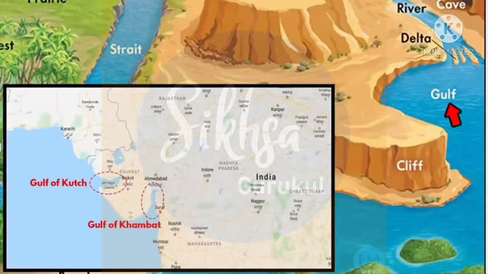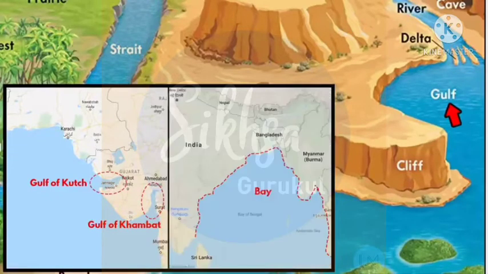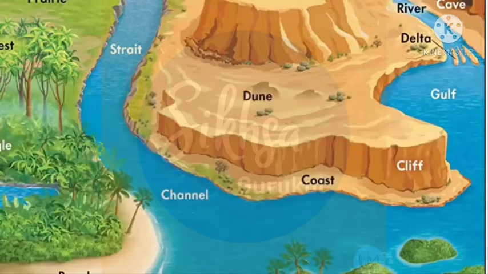In India, the Gulf of Kutch and Gulf of Khambat are the two famous inlets of the Arabian Sea along the west coast of India in the state of Gujarat. Another important point to remember is that both a gulf and a bay are the same thing. The only difference is in the size. A gulf is much larger than a bay, and their way of formation is also different. I'll tell you how a bay is formed when we reach that topic.